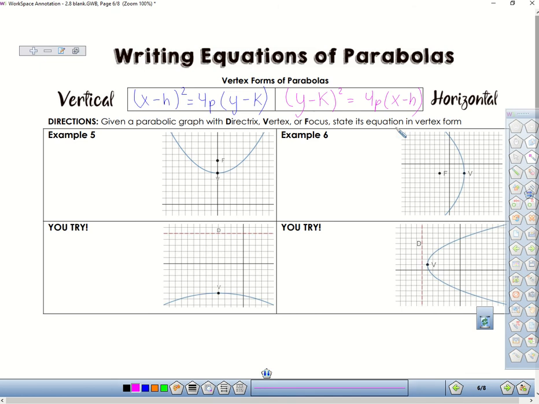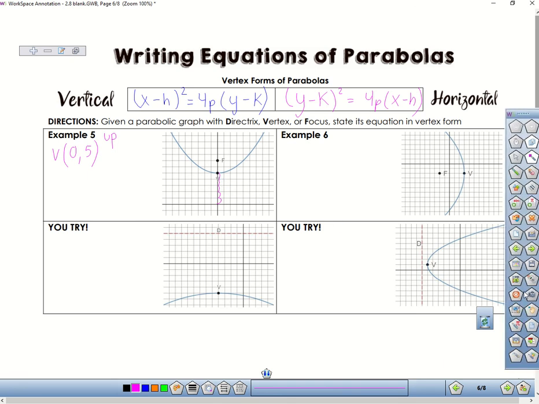Okay, so now we're going to do our example. So for each example, the first thing you do is you determine which direction it's opening. Yep, this one's opening upward, okay? Next thing you're going to determine is what's the coordinate of the vertex. I think it's 0, 5, or 6. 0, 5. Yep. 0, 5.